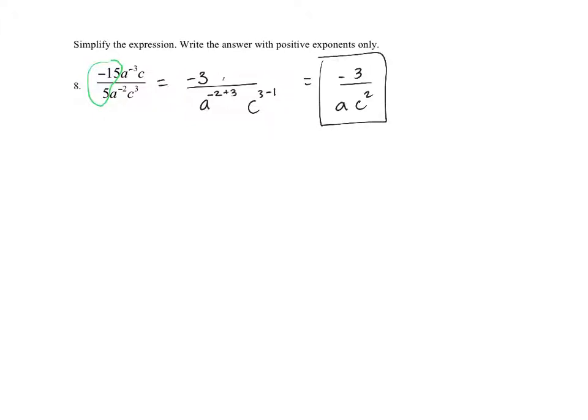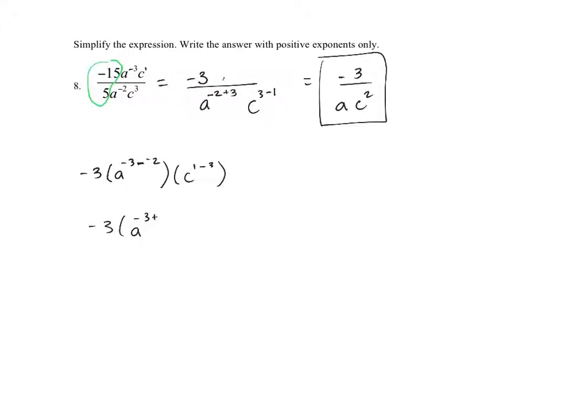That would be the answer. Okay, another way of looking at this is that we would have that same negative 3, and then you would take a to the negative 3 and subtract whatever's in the denominator. And then I would have c, this is like c to the 1, so c to the 1 minus whatever's in the denominator.